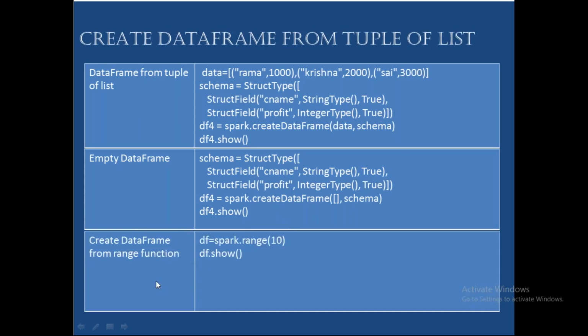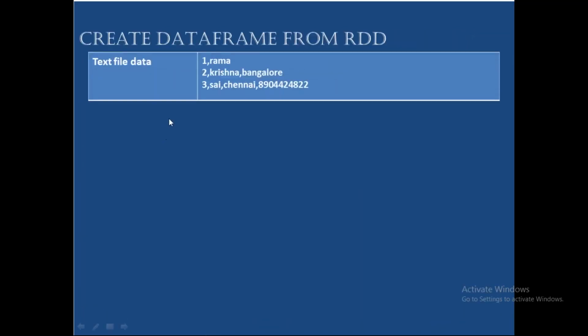Next, create a data frame from the range function. You can create the data frame from the range function as well. spark.range(10) is going to create an ID column, and it will give the values 1, 2, 3, and so on. Next, create a data frame from RDD.